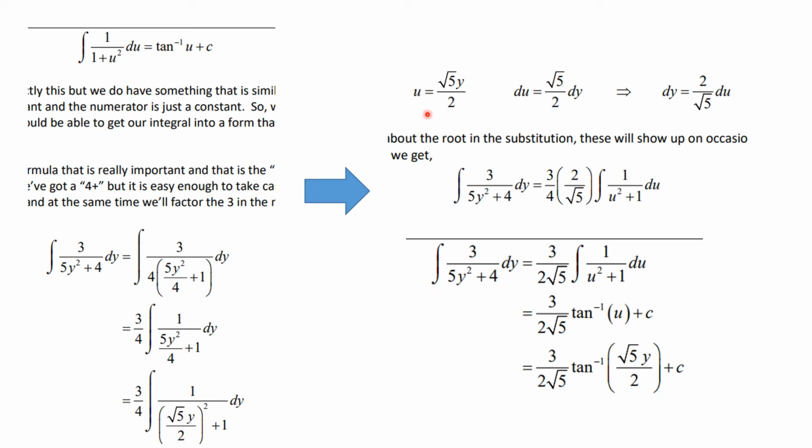u is equal to the square root of 5 over 2 times y, or dy is equal to 2 over the square root of 5 du. So what we're going to do is substitute that in to our equation, pull out the 2 over the square root of 5 from the integral, and we get this. That's going to be this constant times the arctangent of u plus c, and when I reverse my substitution for u, this is what I get for my answer.